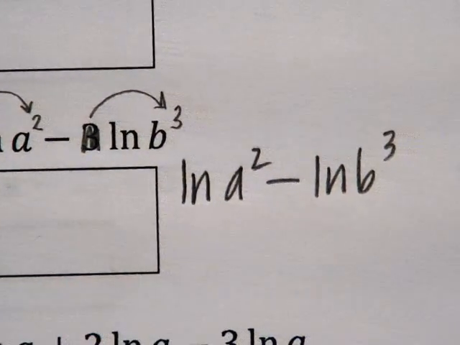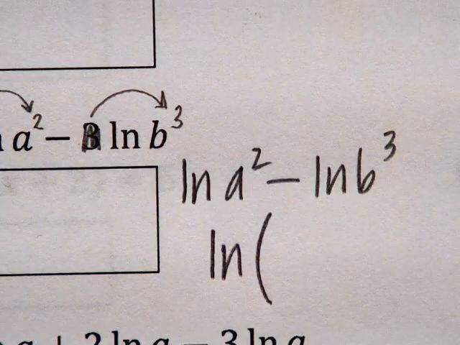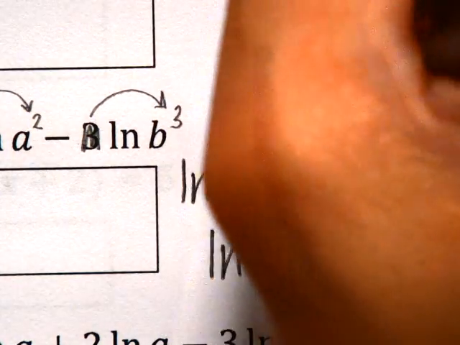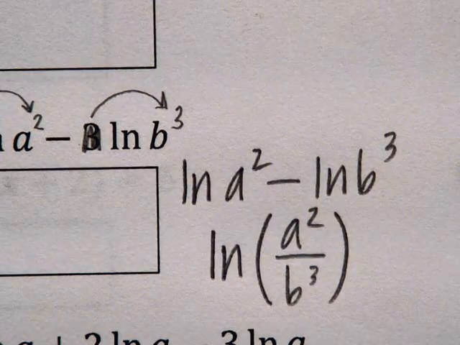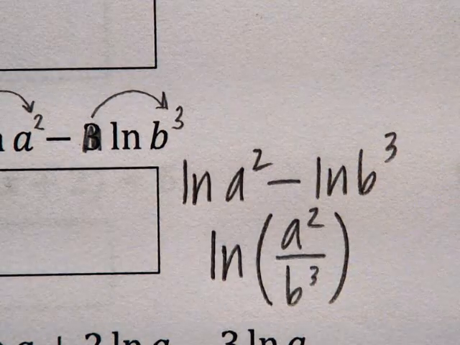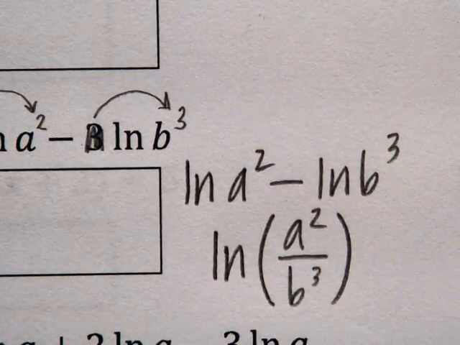The minus sign tells me that I'm going to use the quotient property, so I have a natural log of, then I show the quotient, A squared divided by B cubed. I don't know what those things are, so I don't actually have the ability to square or divide, but I can write it as my answer, natural log of A squared over B cubed.